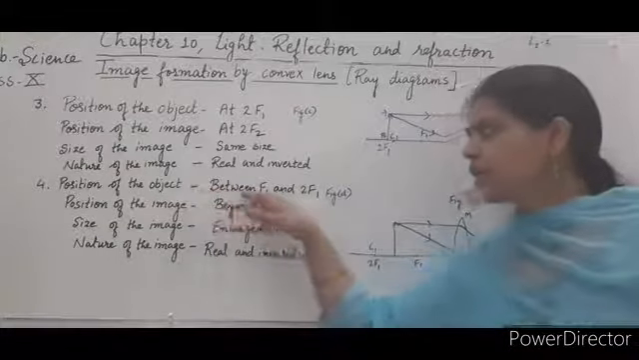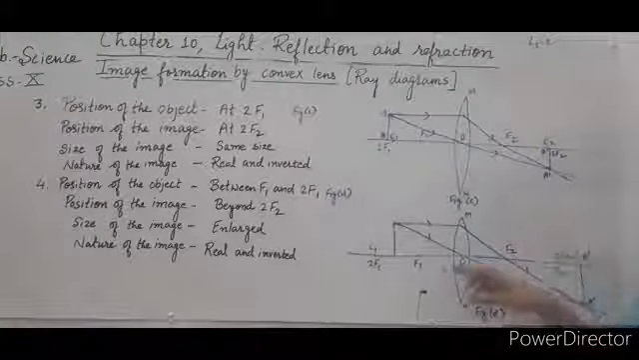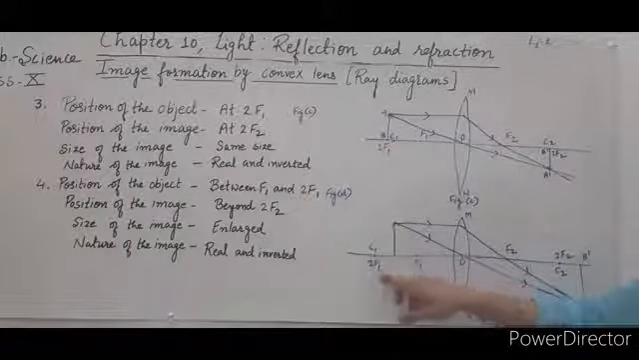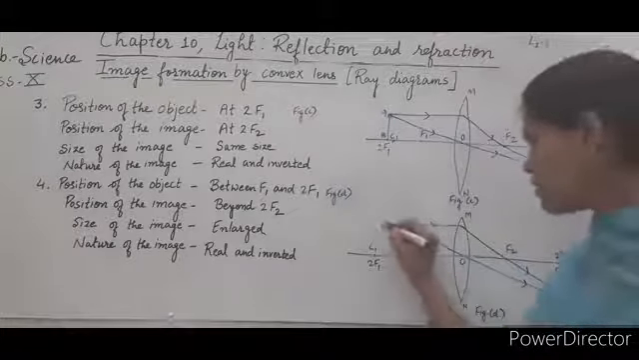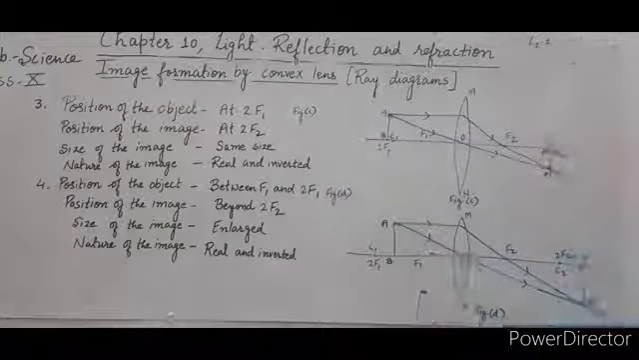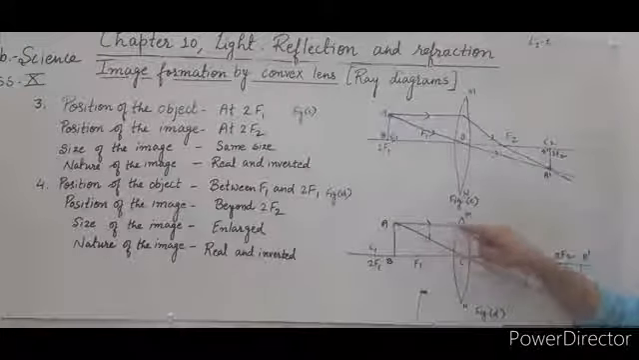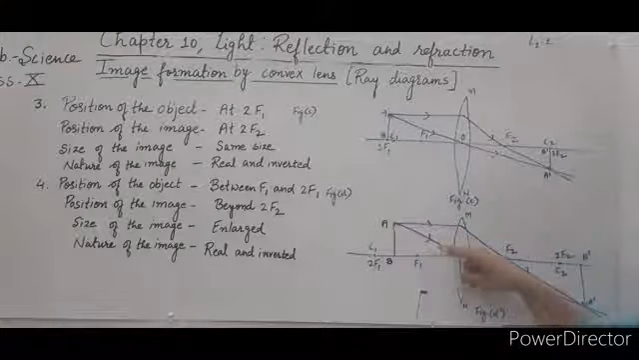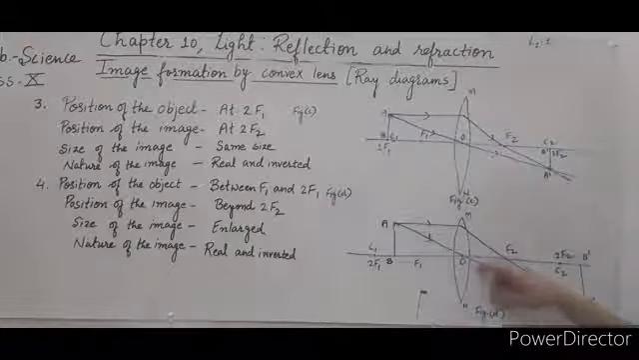Now the fourth case, when the object is placed between F1 and 2F1, figure D. This is C1, this is F1. C1 is also called 2F1, so the object is placed between F1 and 2F1. This is our object, AB. The first ray, parallel to the principal axis, after refraction goes through principal focus F2. The second ray passes through the optical center O without any deviation.